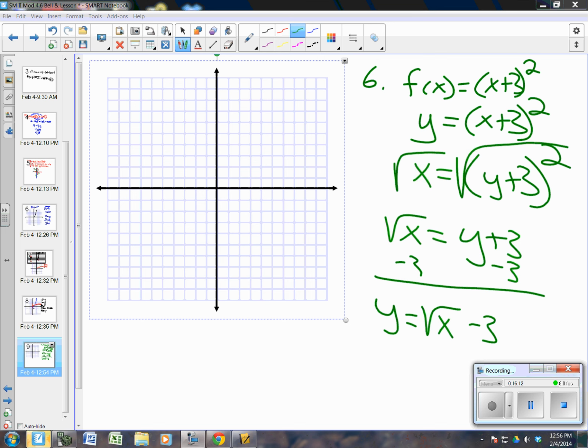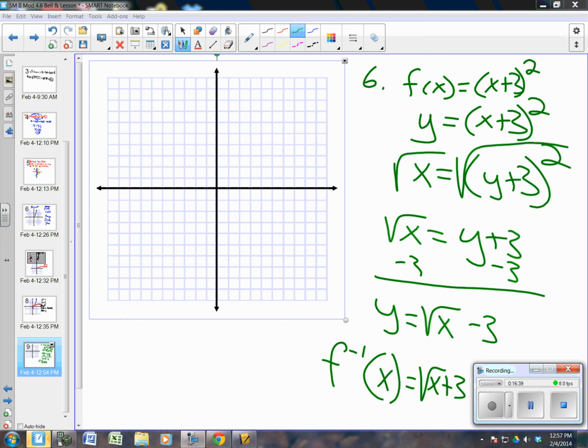Now notice, this time, the negative 3 is not inside the square root, because over here, it was inside the parentheses, unlike the other problem we did. That is a critical thing to know. You guys understand that? What's the last step? Use inverse notation. F inverse of x equals the square root of x plus 3.